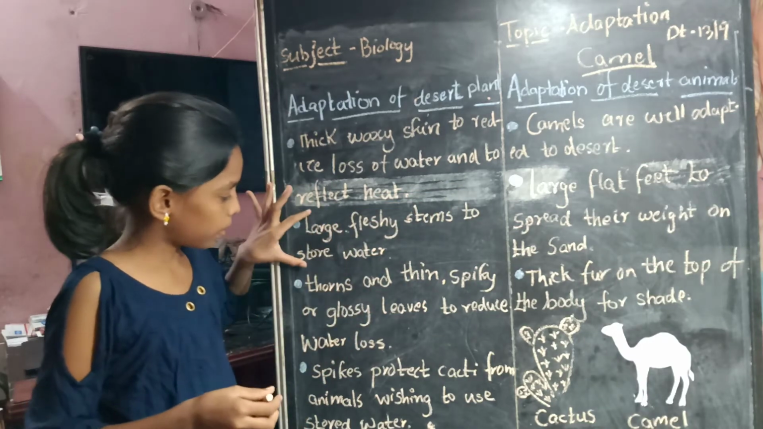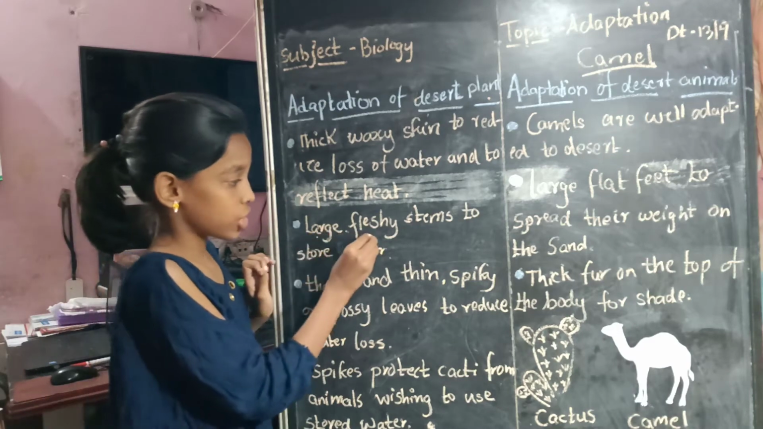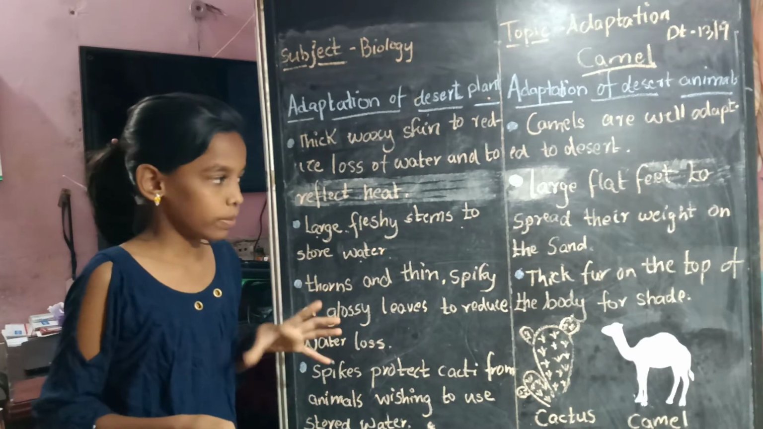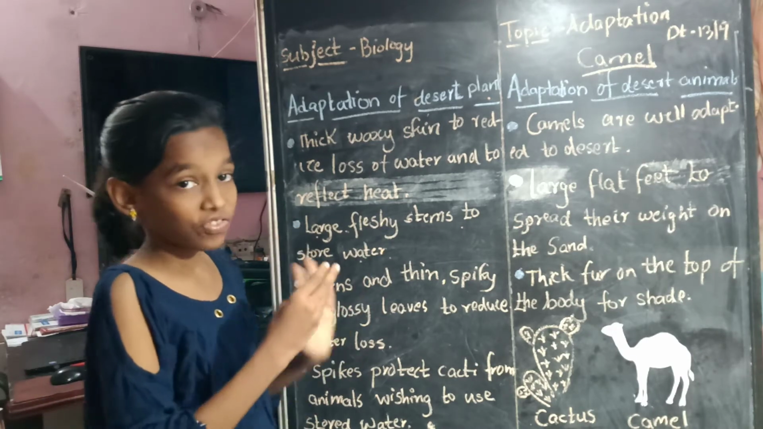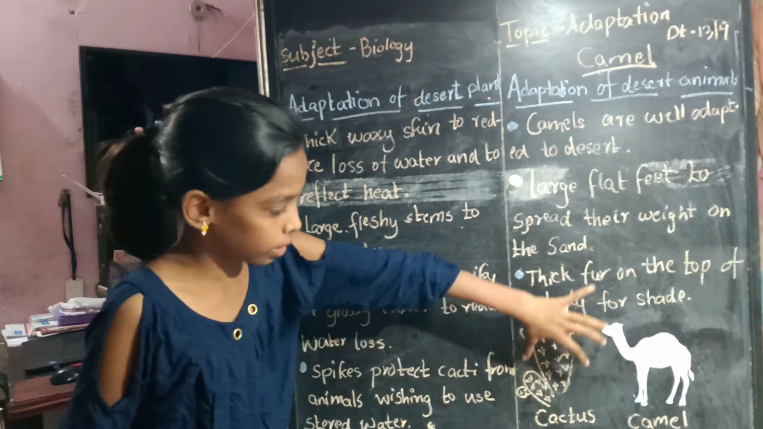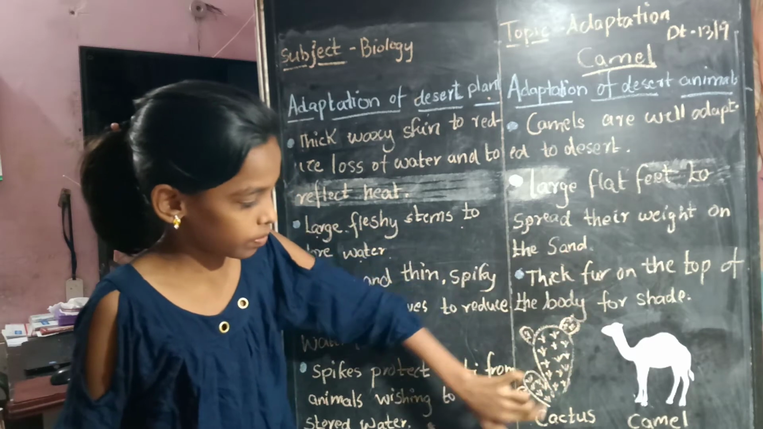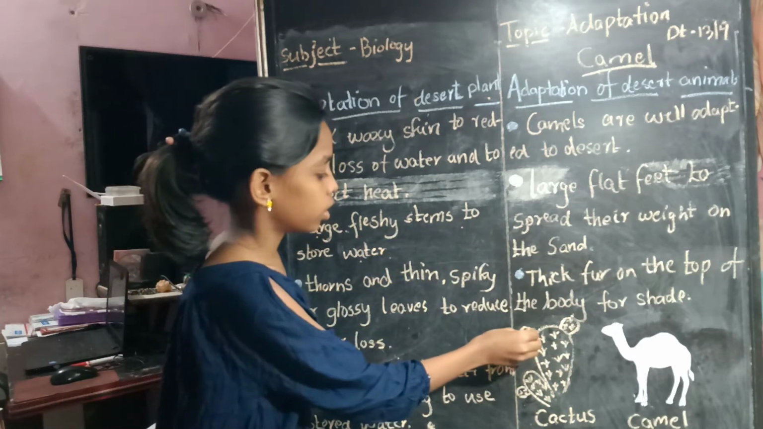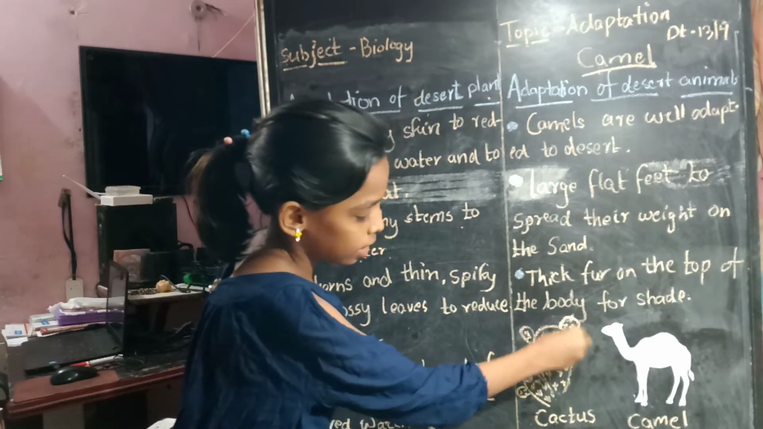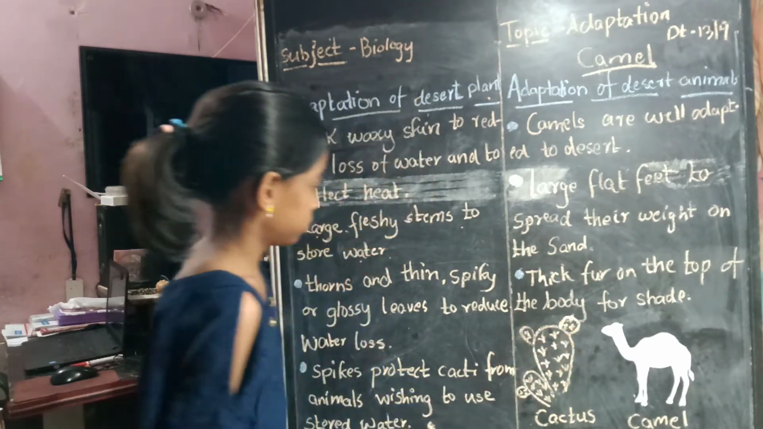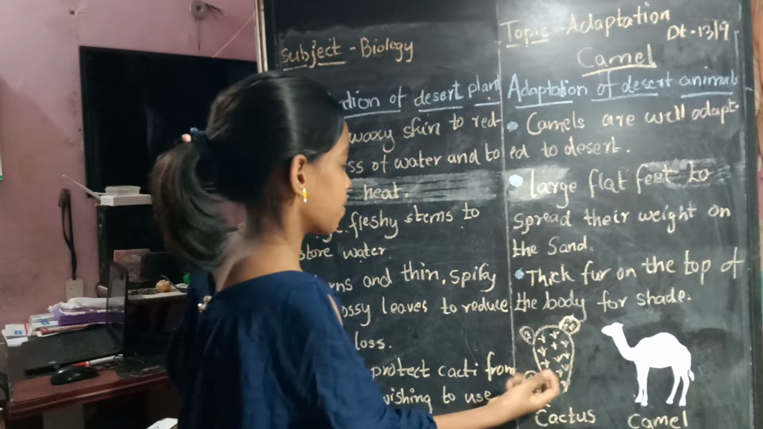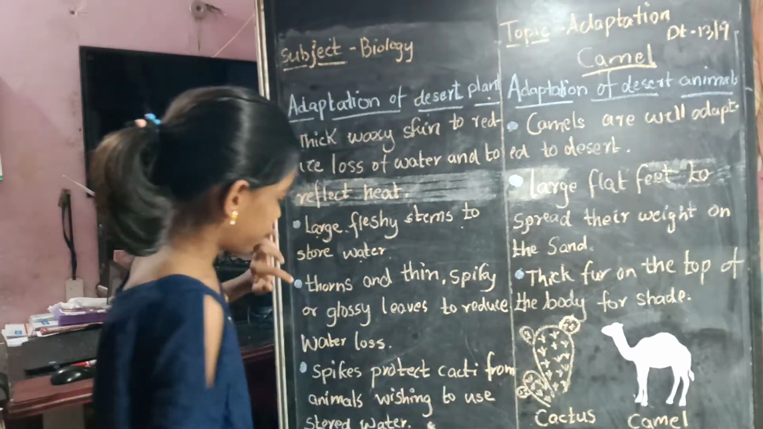And the second point is large fleshy stems to store water. The stem of the cactus will be large and fleshy to store the water. As you can see here, this is a picture of the cactus. Here you can see the thick waxy skin of the leaves. Now the large fleshy stems to store water. These are the large fleshy stems to store water inside.